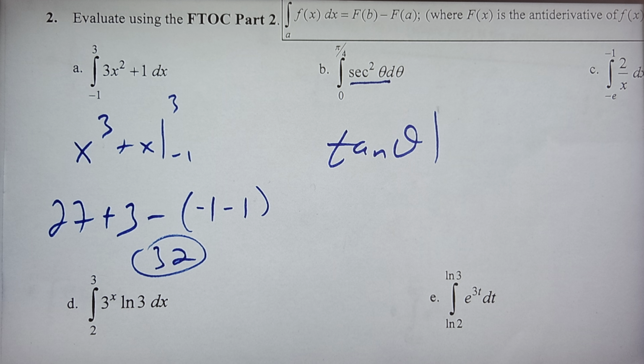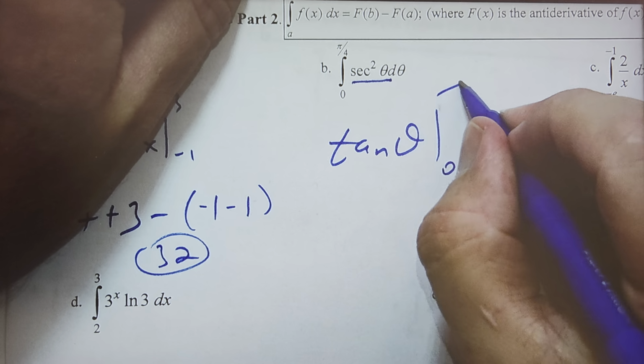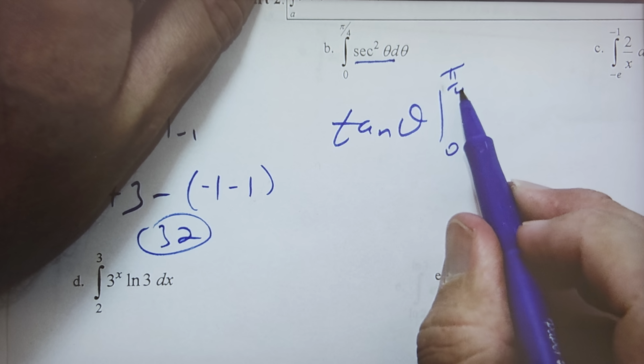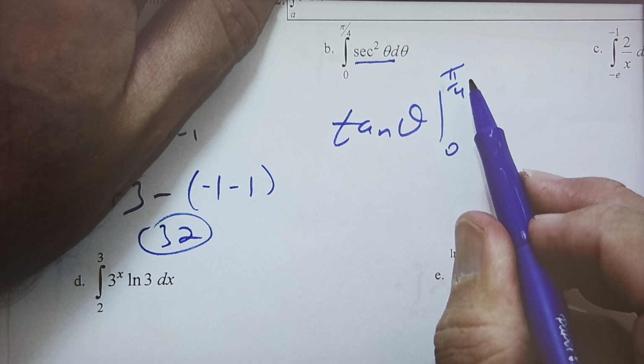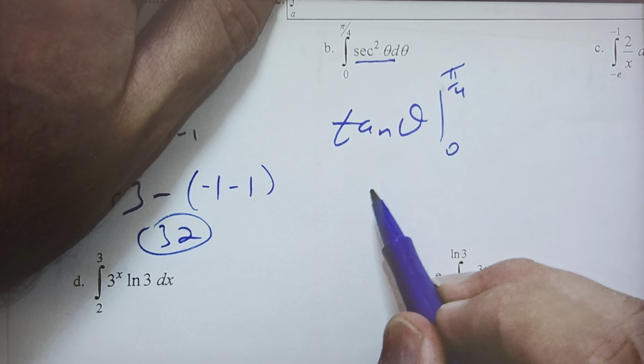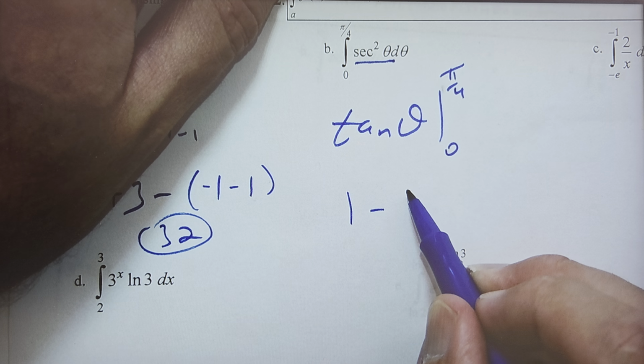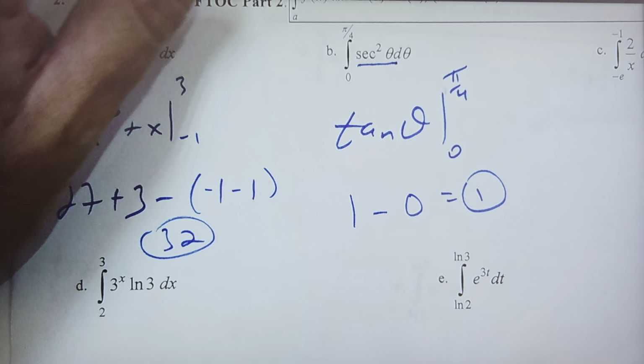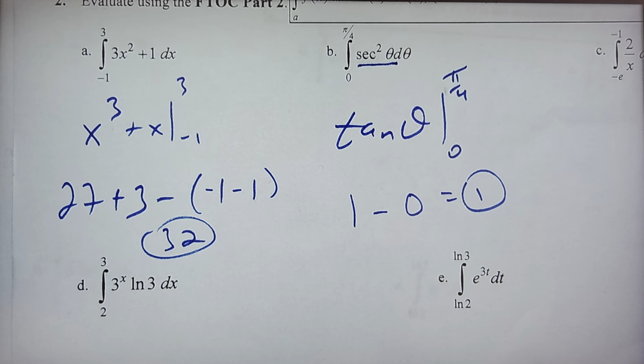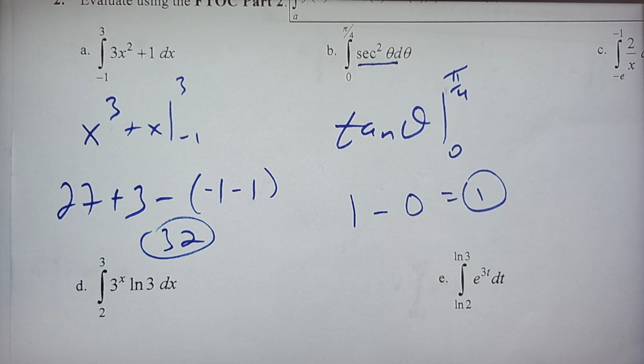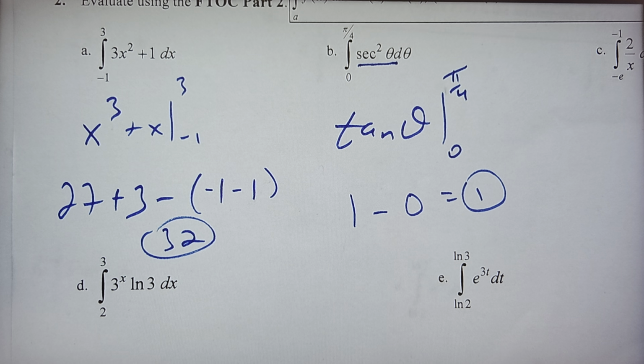Okay. So I want to evaluate this from 0 to pi over 4. What's tangent of pi over 4? That's 1. What's tangent of 0? 0. So that's kind of trippy. The integral of this funky function from 0 to pi over 4 is 1. That makes sense. That's nice. If it makes sense, that's awesome.